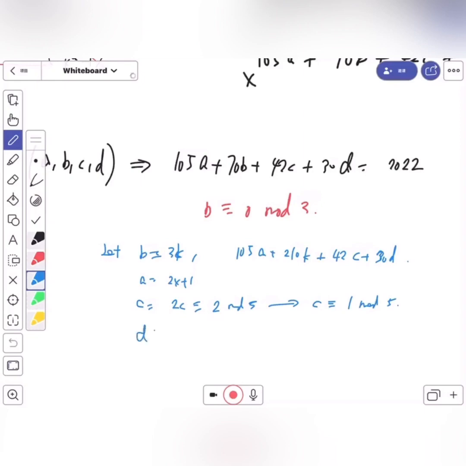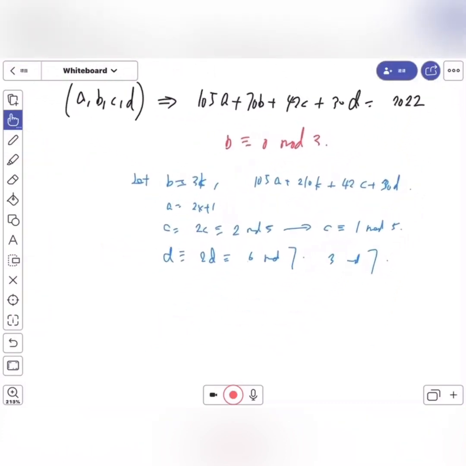Now what about d? For d, we're going to take everything mod 7. We're going to get 2d, well, it's actually going to be 222 mod 7. So it's actually 6 mod 7. So 3 mod 7 works, and I think that is it. So d is 3 mod 7.